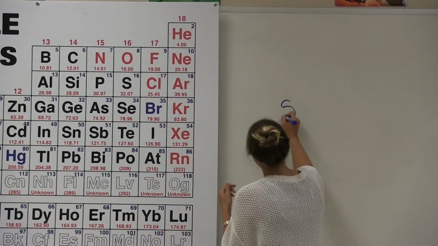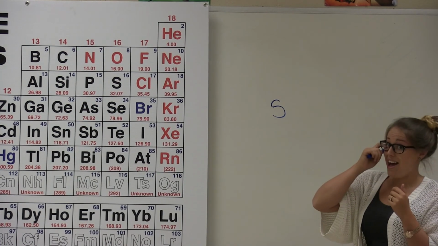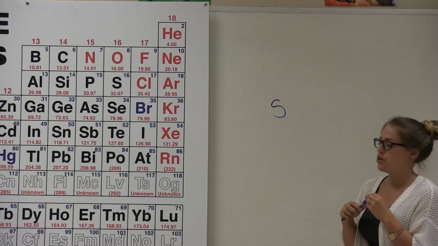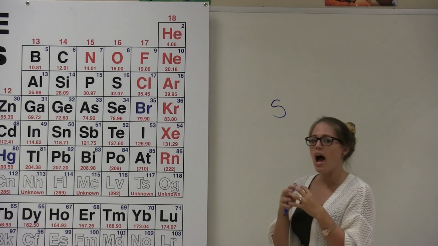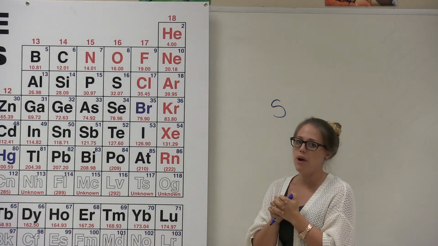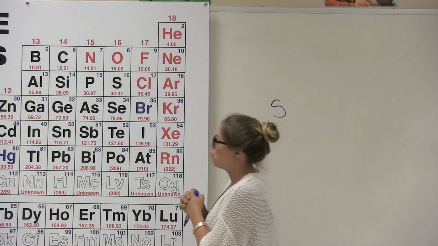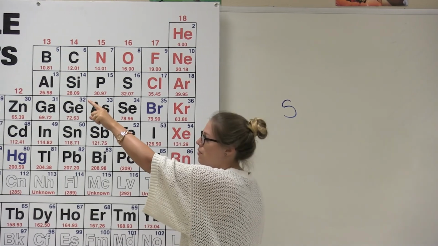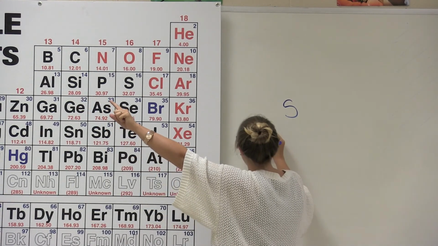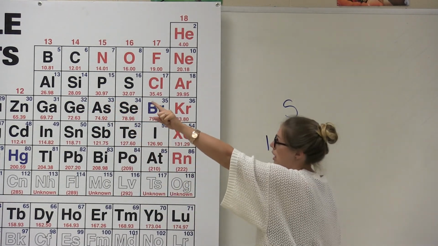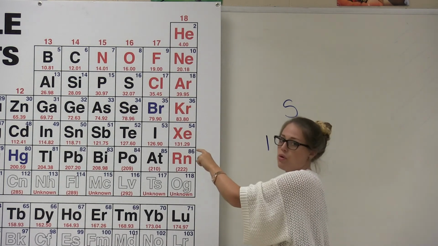So if we look at sulfur, the first thing we need to do is figure out how many electrons it has. Sulfur has 16 electrons. So I need to make sure I have 16 electrons in total when I write my electron configuration. So we're always going to start at the top. So we're going to start at the hydrogen. We are in the first energy level, and we're going to fill until we reach sulfur.